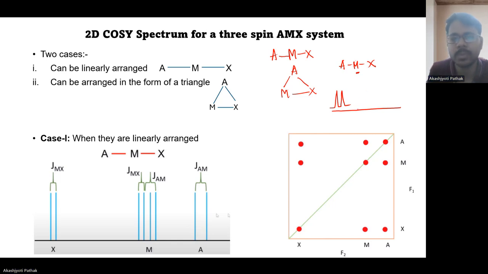Similarly, depending on the chemical shift, what type of nuclei you have. So here you can see. Then this M spin is coupled to both this A spin and X spin. So this A spin will cause the splitting of the M spin into a doublet, and X will also cause splitting. So for the M spin, you will get a doublet of a doublet, right? We'll get this kind of peak. This is called a doublet of a doublet.